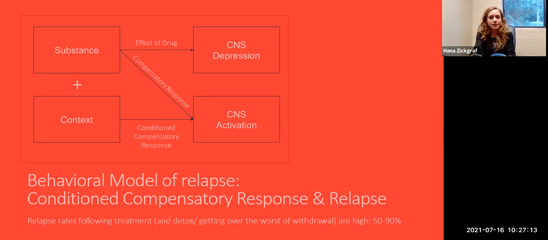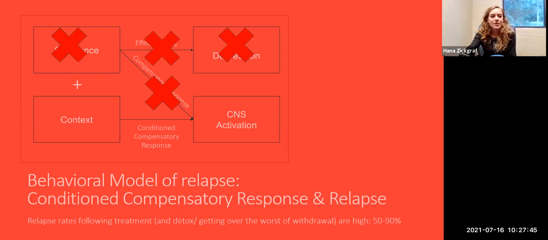So this behavioral model of conditioned compensatory responses, your body basically mounting an opposite response to the effect of the drug, also helps to explain why relapse happens. One of the difficulties of treating substance use disorder is the extremely high prevalence of relapse. As many as 90%, but at least 50% of people who are treated for substance use disorder relapse at least once.